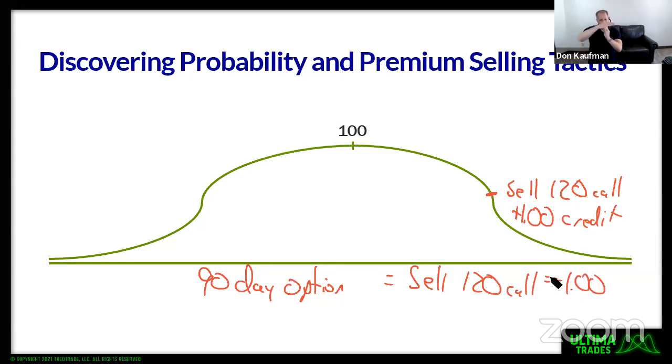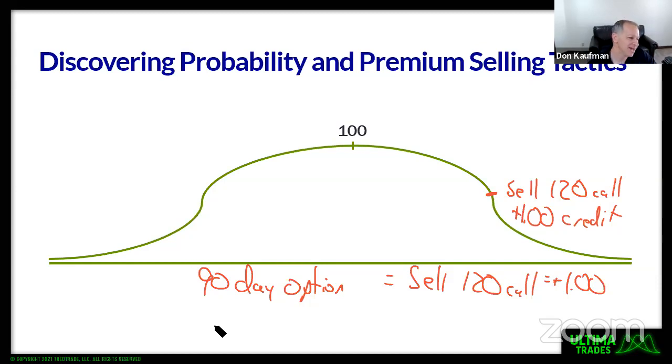Stop right there. Time out. 120 call. I didn't buy it. I sold it. A 120 call will give the buyer the right to buy the stock at 120, but I didn't buy it. I sold it. So I'm giving somebody else the right to take stock from me at 120. What do I want to have happen to this stock? Nothing. What could happen to the stock?